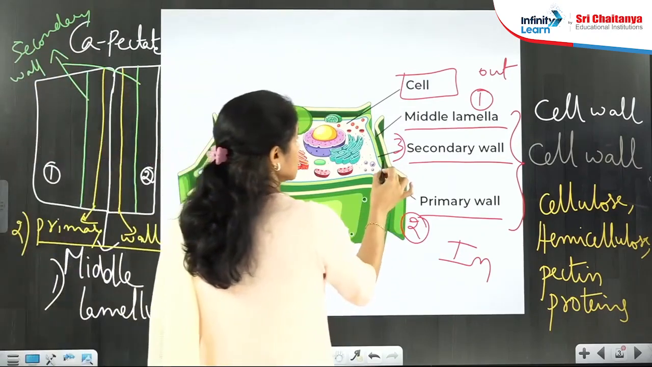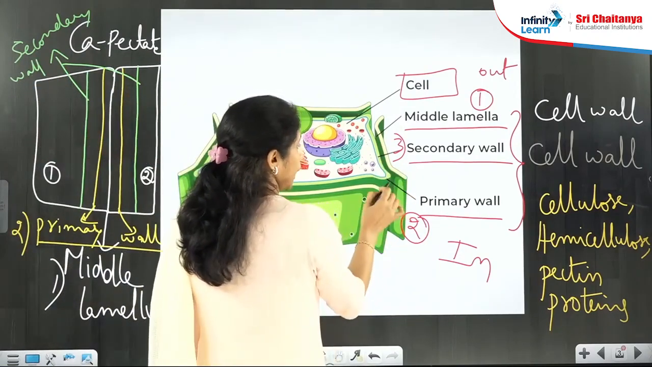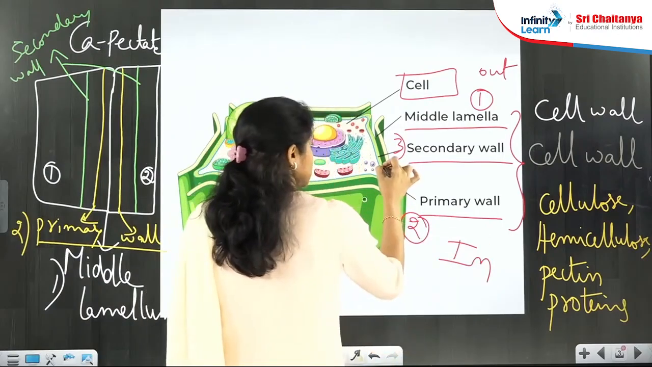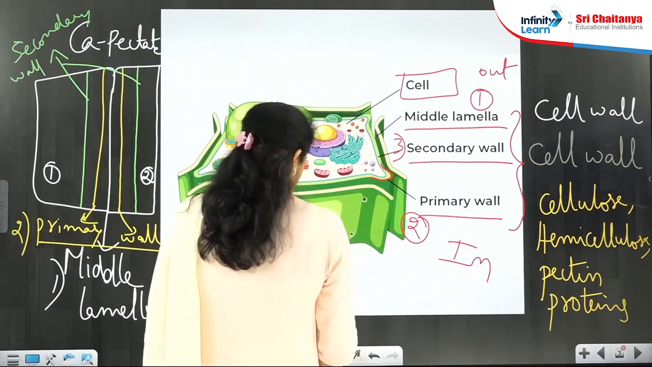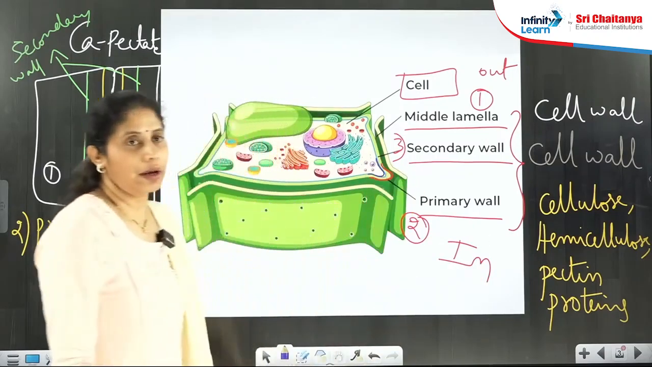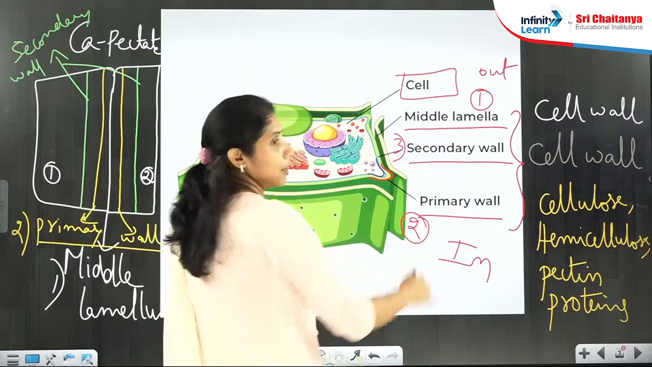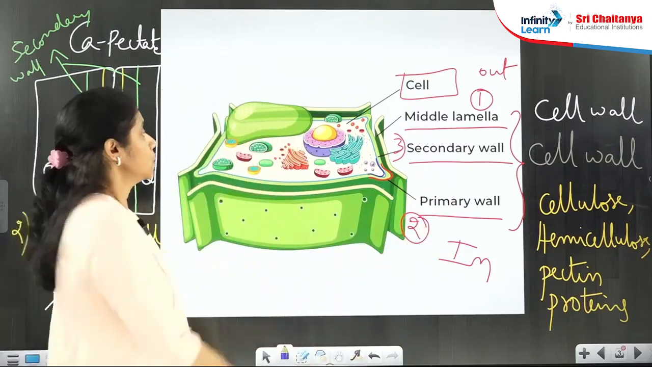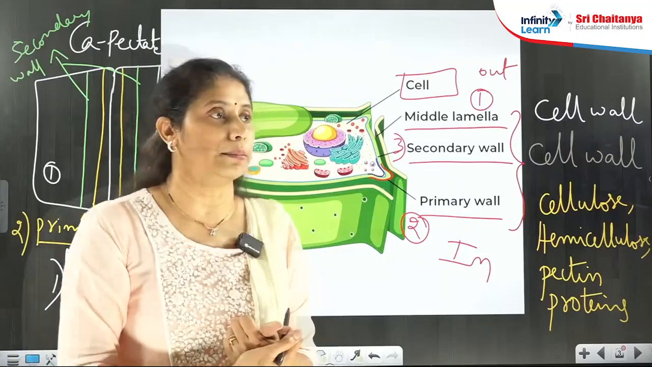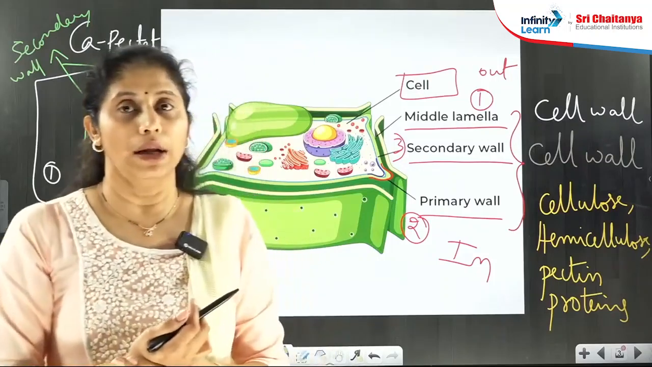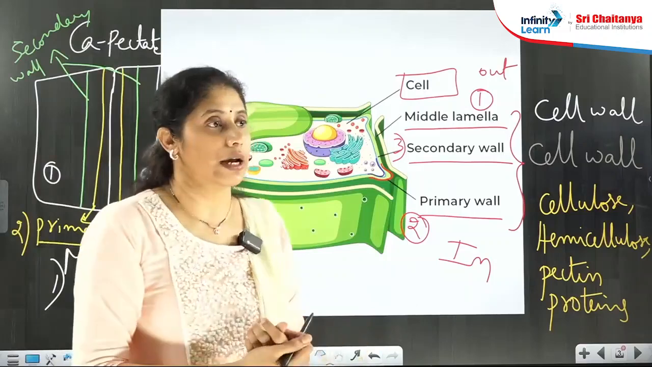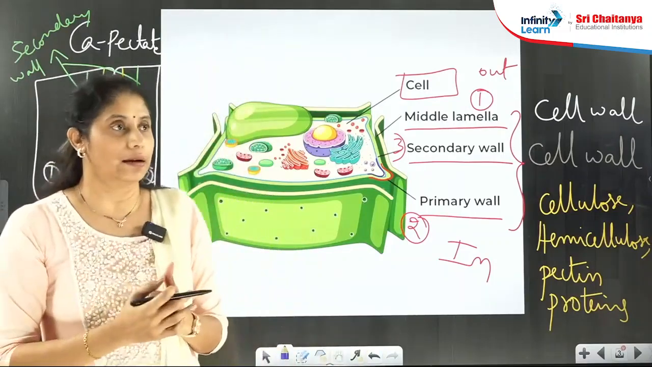In this you can see this one is a secondary wall, and this boundary edge is the primary wall, whereas this blue one is a secondary, and the gap present between them is the middle lamellum. So is the secondary wall formed on the inside or outside of the middle lamellum? It is formed on the inside.